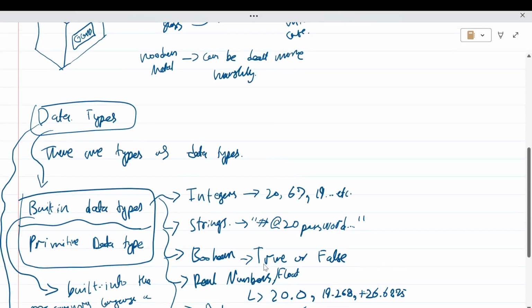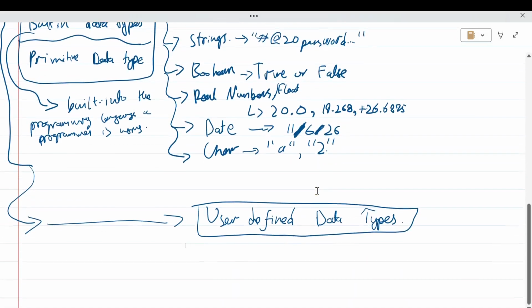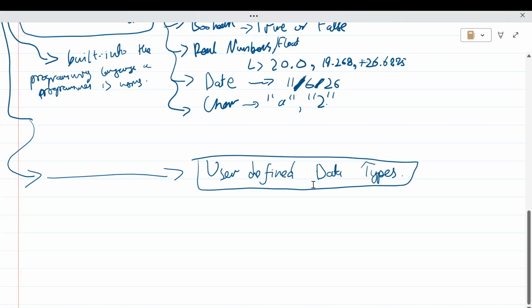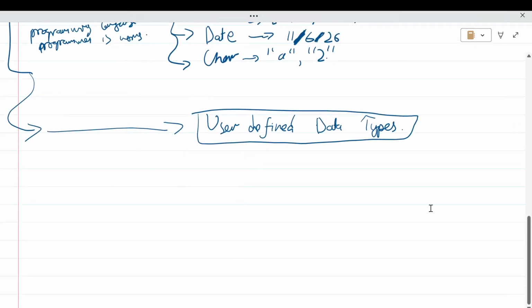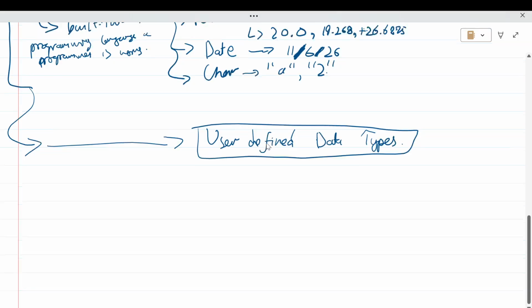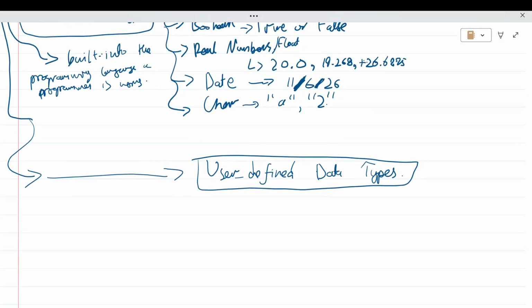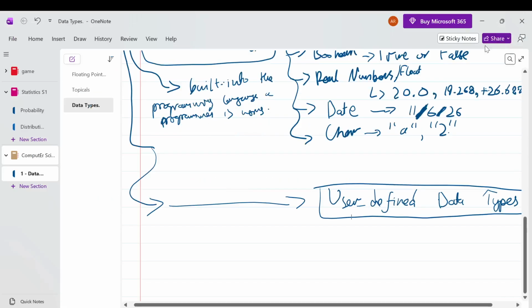So, these are the data types that come built within the PC, within the programming language, but these are not enough, right? We need more. And in order to have more, we need to create our own data types, right? Those are what we call user-defined data types. And that is what we're going to learn in the next lecture.